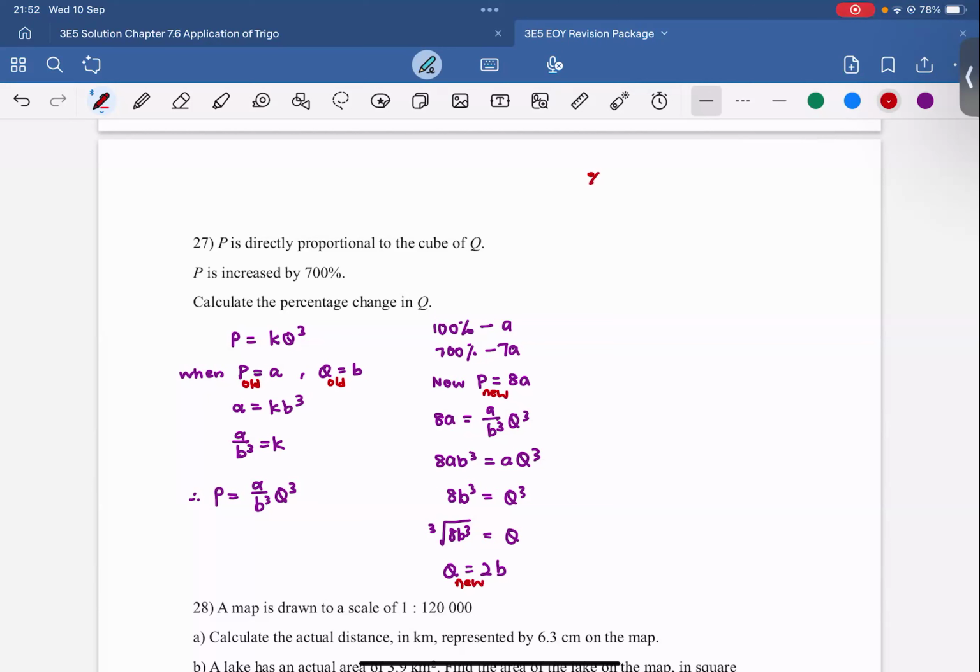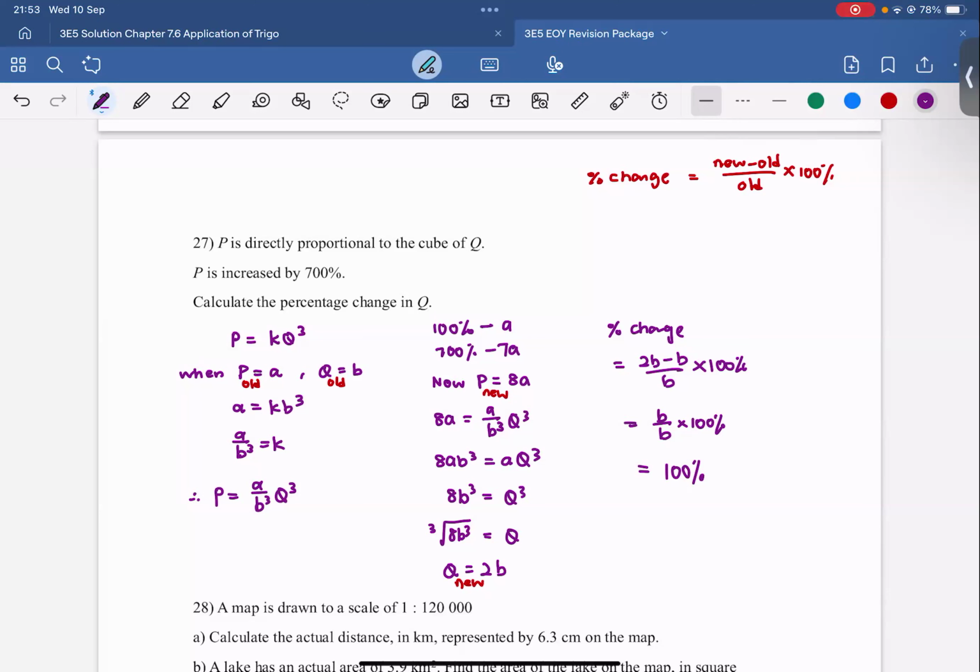So to find percentage change, it's just equals to new minus O divided by O times 100%. So the percentage change of Q is just equals to the new Q minus the OQ divided by the OQ times 100%. 2B minus B is B. B over B is actually 1. 1 times 100%, 100%. Okay, it's a bit lengthy, but very identical way of solving like how we solved just now.